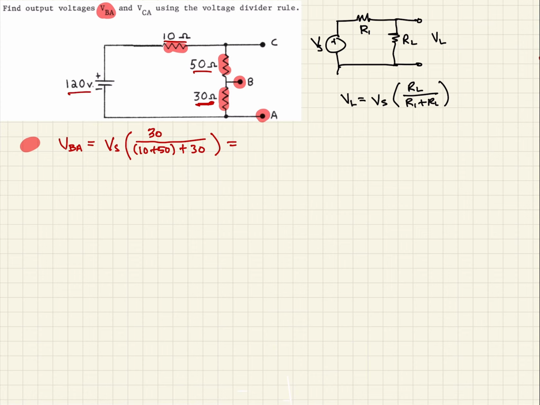In this case, our supply is 120 times 30 over 10 plus 50 plus 30. And when we calculate that out, it's going to be 120 times 30 over 90. Punch that into the calculator, and we should get 40 volts. So if we were to measure between these two terminals here with a voltmeter, we should read 40 volts.